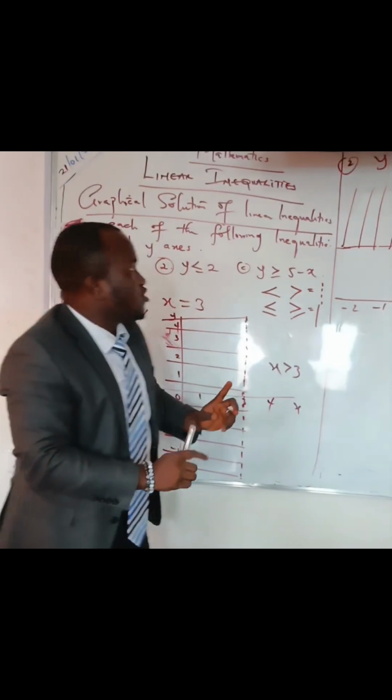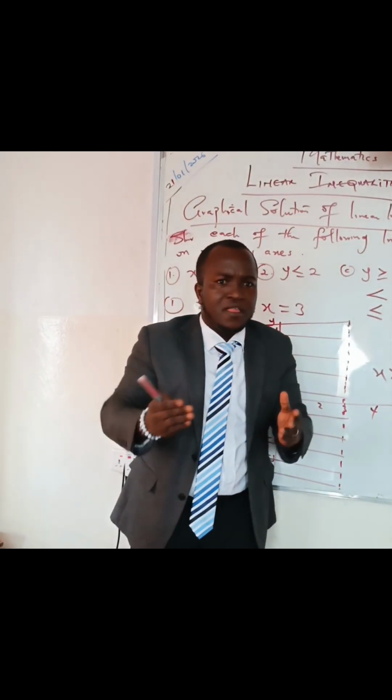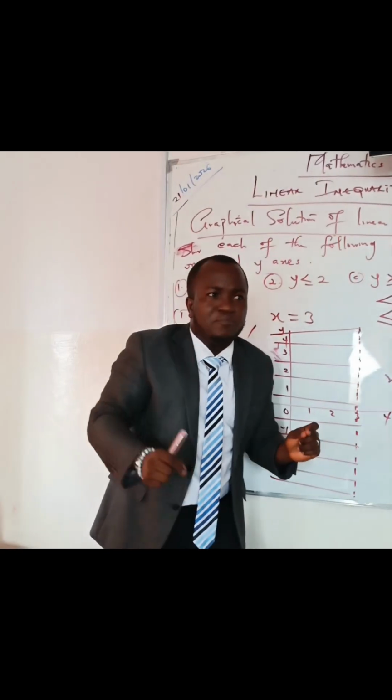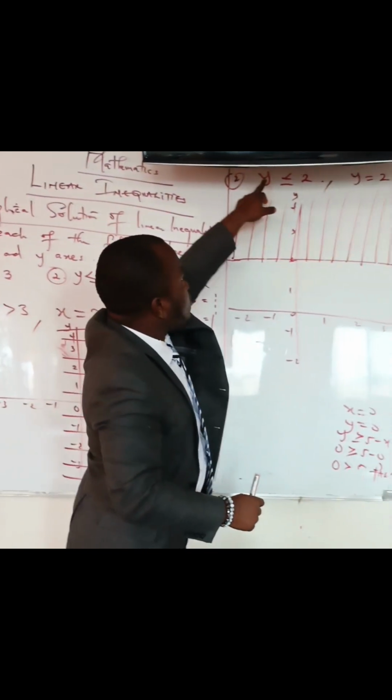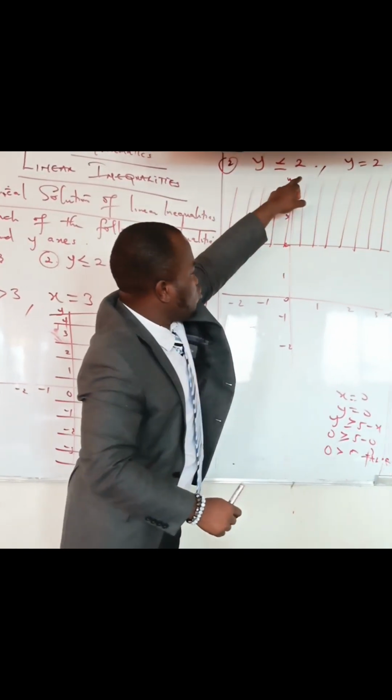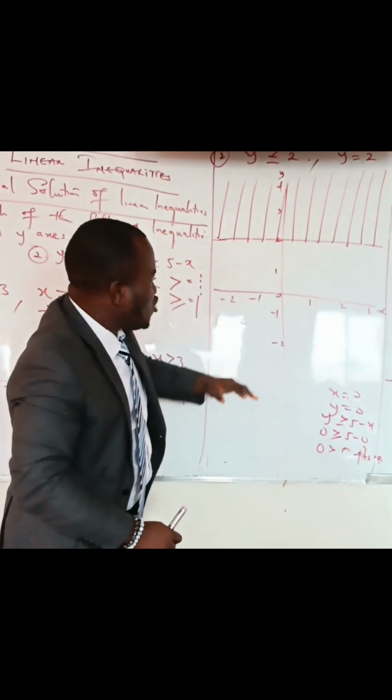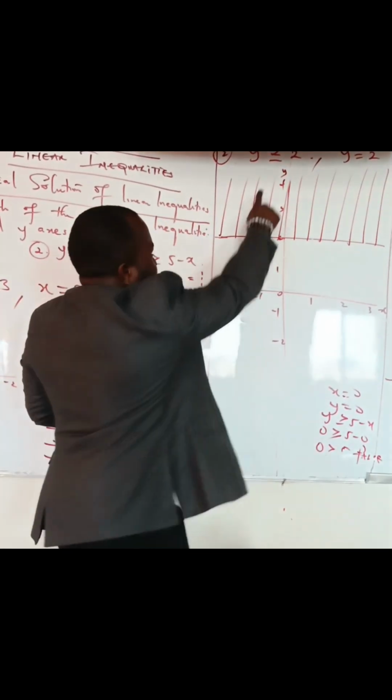Now, the next thing is, where are we going to shade? The shading part is the last part, and it's very, very important. Where are we going to shade? Because y is less than or equal to 2, all the numbers here are less than or equal to 2. So the side we are going to shade is what?